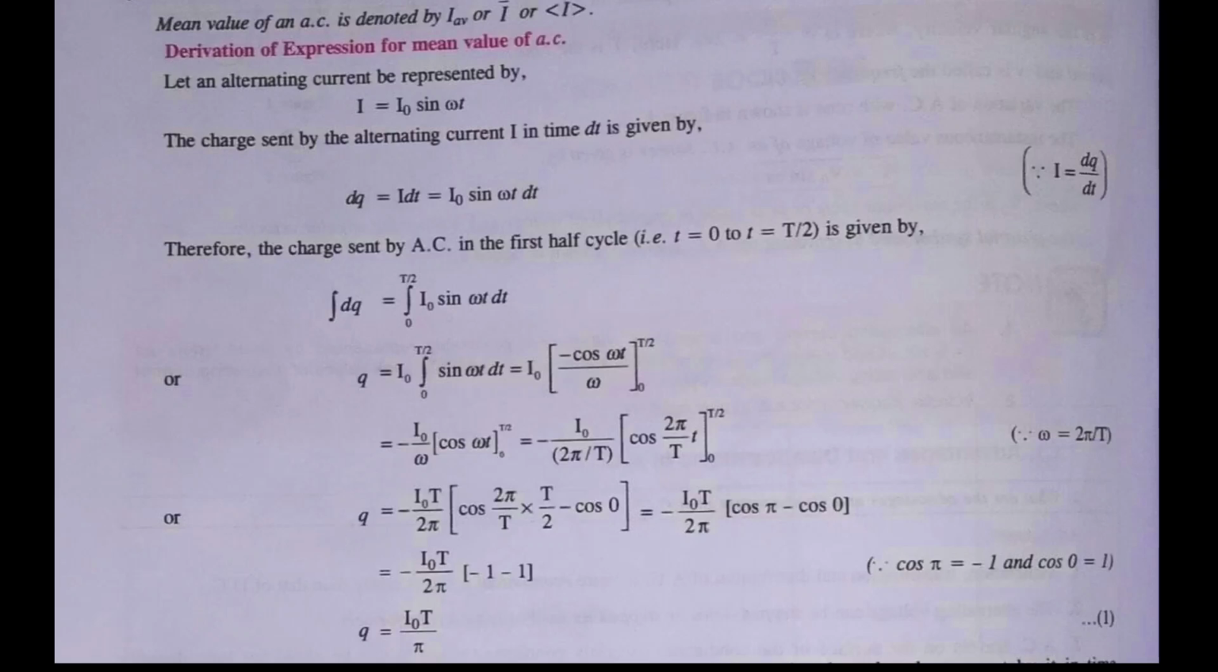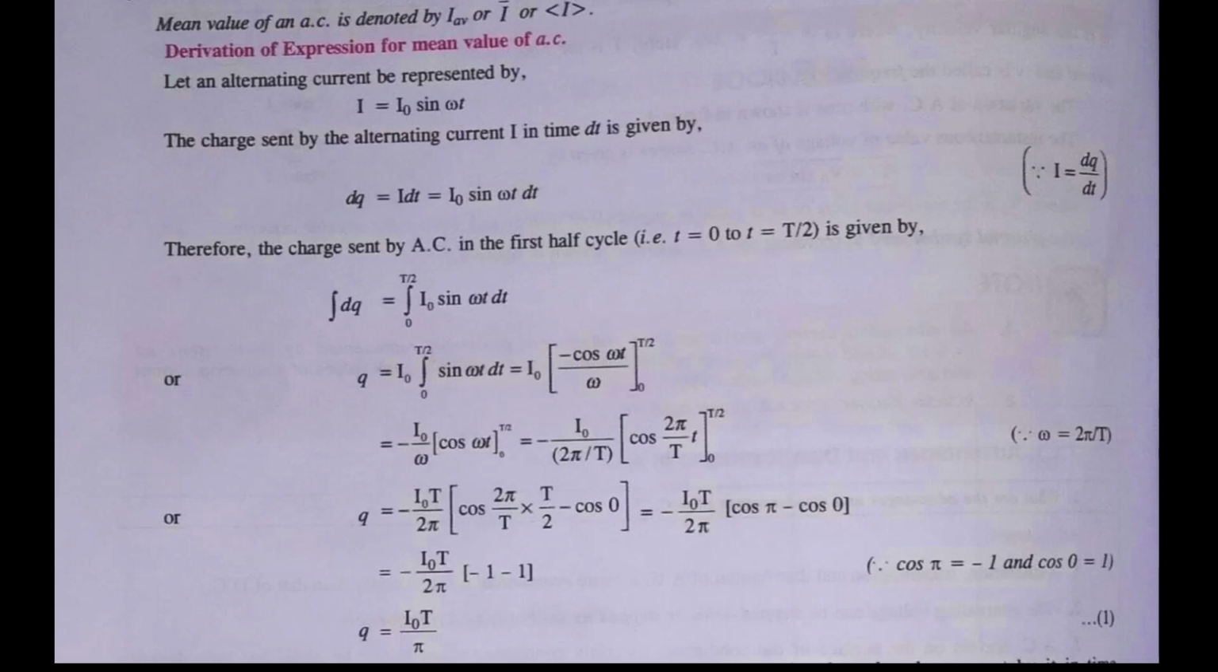For this expression, we need the value of the alternating current, that I is equal to I naught sine omega t. Then we take a value for the charge which is sent by the alternating current in a time dt. This comes from the equation of the current, that is current is equal to charge upon time. By rearranging, we get the small amount of charge dq is equal to I dt, that is equal to I naught sine omega t into dt.